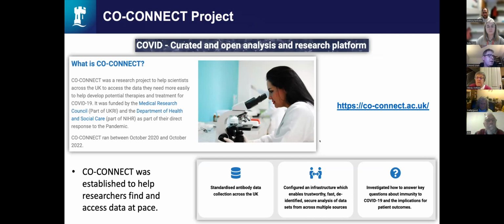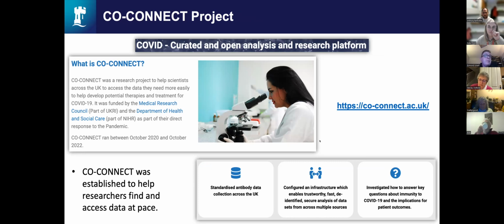We had a patient public involvement group within this project, a 2-year project that started in April of 2020. So literally about 3 weeks into the COVID pandemic, it was focused on COVID data, and it was looking at how you can find and access data and then potentially reuse it.